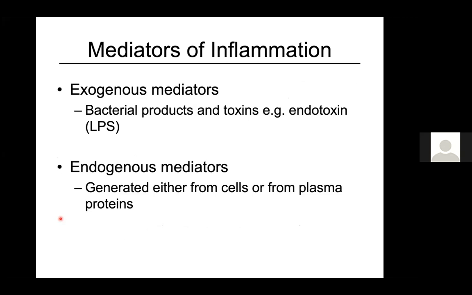The exogenous ones would be the bacterial products and toxins. For example, endotoxin or lipopolysaccharide from your gram-negative bacteria, okay? You'll later come to see, I guess in third year, how endotoxin can cause a very severe inflammatory response that is systemic and actually leads to what we call endotoxic shock. For the endogenous mediators, these are the ones that are produced by the host, either by cells, so could be things like cytokines, or from plasma proteins, okay? The best example I'd give you is the complement proteins, because remember, complement proteins are plasma proteins that are produced by the liver.